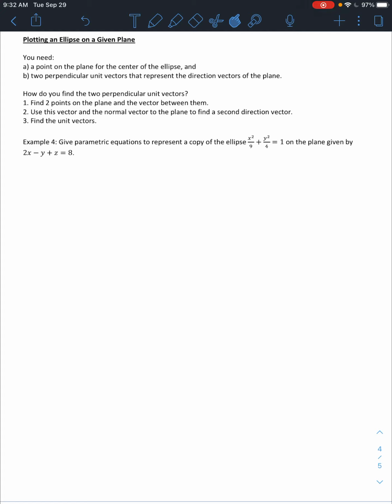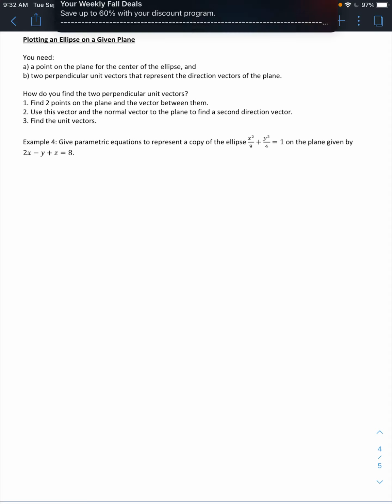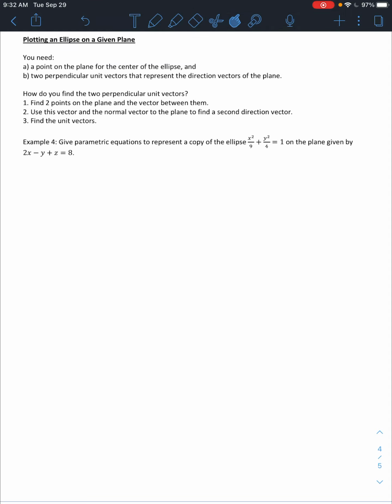So we're going to try to plot the ellipse x squared over 9 plus y squared over 4 equals 1 on that plane 2x minus y plus z equals 8. All right, the first thing we're going to do is find a random point on that plane to be our center. Okay, so if you put 0 in for x and 0 in for y, that would give us z is 8. So we're going to let our center be 0, 0, 8.